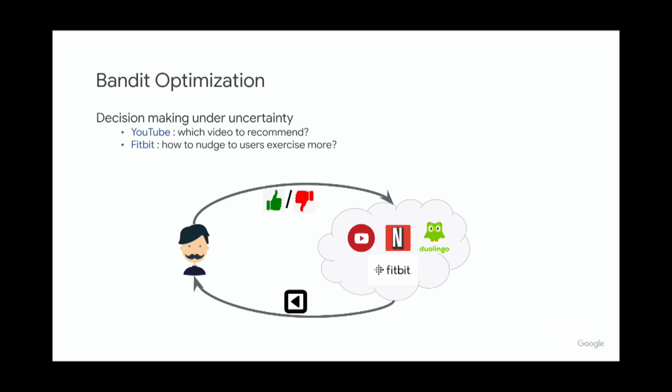At a very high level, what you do is you get to interact with the user over multiple iterations. The user provides you some feedback, and then you try to understand the user's preferences as quickly as possible. Bandit optimization as a field has grown exponentially in the last few decades. In fact, if you look at any modern system, they use bandit algorithms in some form.